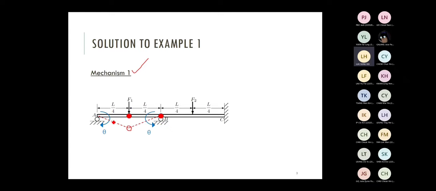Suppose each of them is under rotation theta. You can see that this triangle is symmetrical, it has the same length here. So the angle should be the same. One side theta, the other side is also theta. There's no need to set some extra relationship.